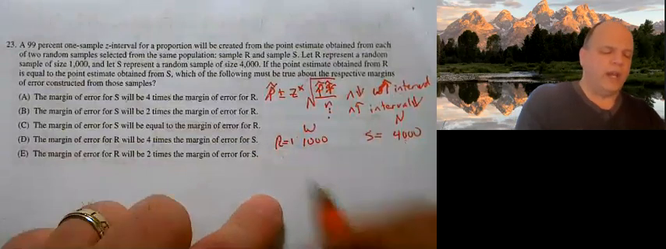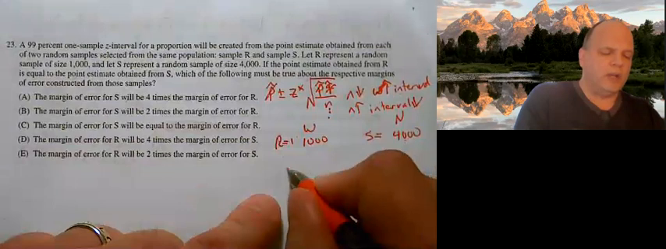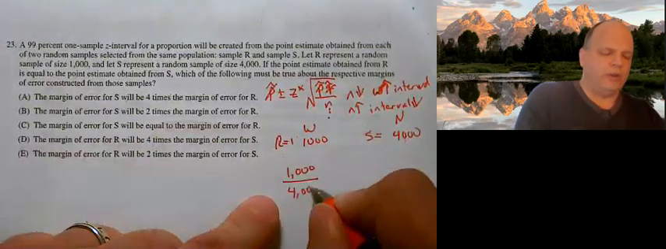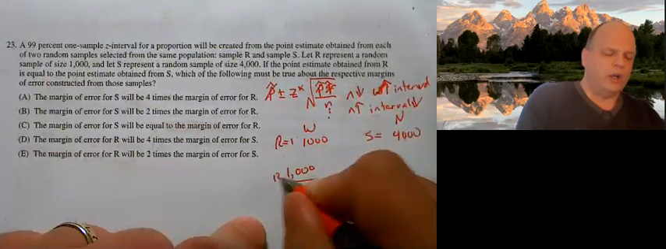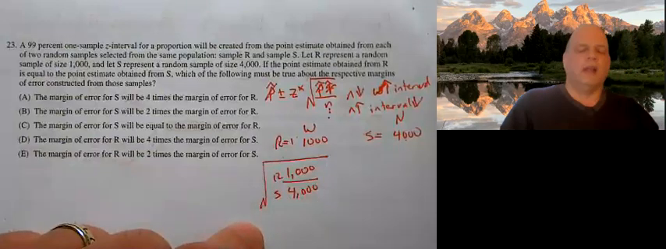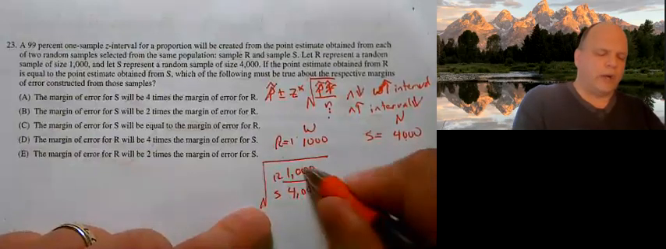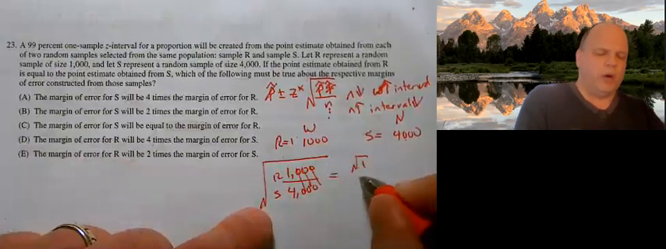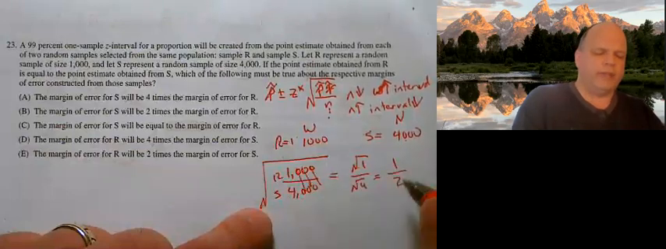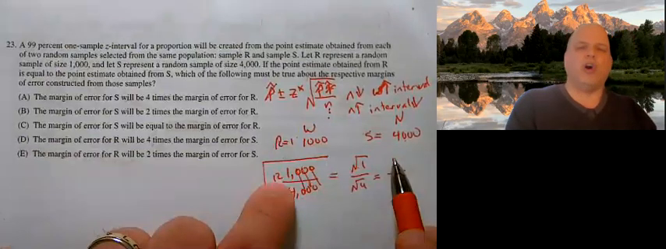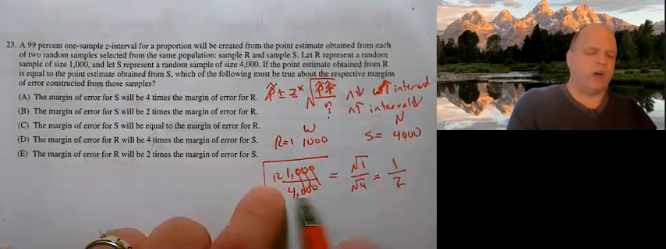Well, the easiest way is to set this up as a ratio, and it depends on how you set it up as to which answer you're going to get. But you have to know which is which. So I'm going to label this R, and I'm going to label this S. And those all cross out. And using some fancy math, I end up with the square root of 1 over the square root of 4. So 1/2. So S will be half as wide as R.